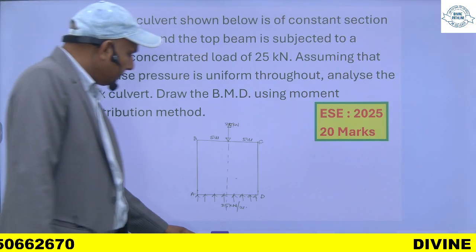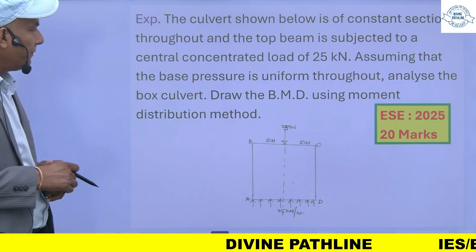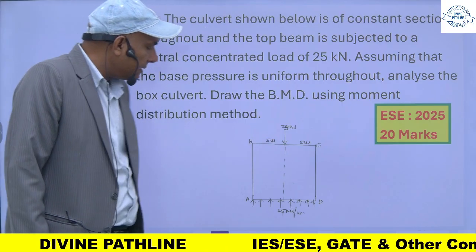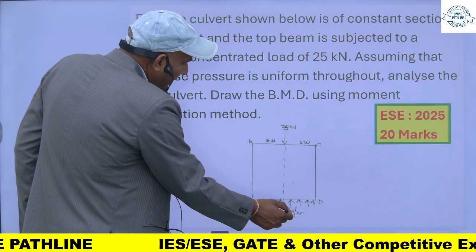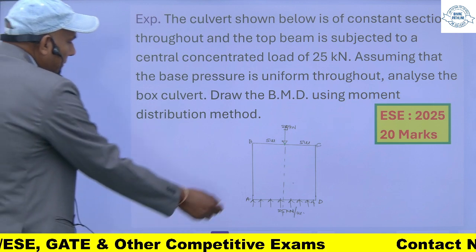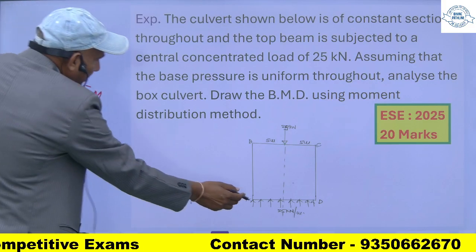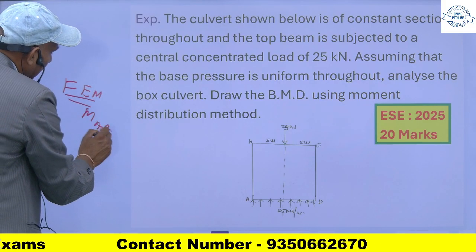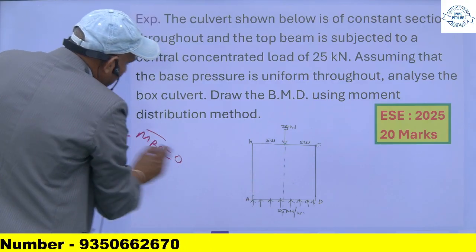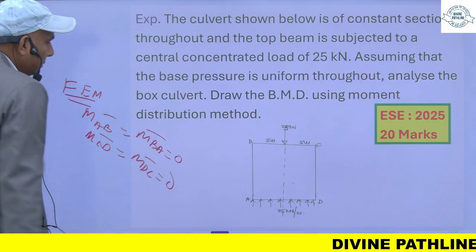Now another question. This is also a box culvert. It came in 2025, 20 marks. This is a culvert, a 25 kilonewton weight is acting at this point, and there is a UDL of 2.5 kilonewton per meter. A, B, C, D, E, I is constant. So you can find the FEM. For AB and BA it is 0, and same for CD and DC it is 0.